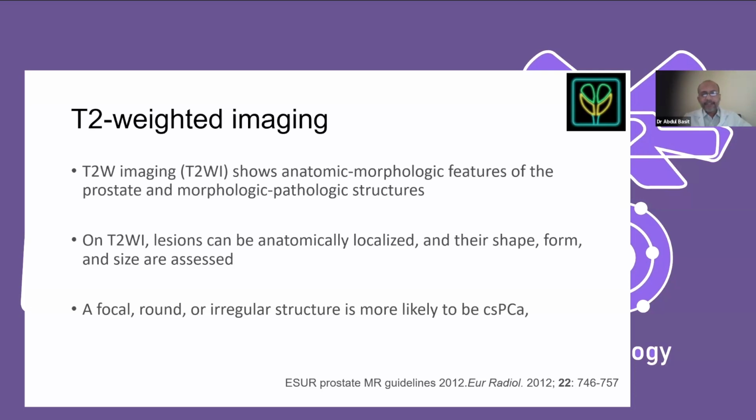So the lesions on T2 can be localized, and their shape can well be decided, whether they are round, irregular, focal, or sometimes wedge-shaped or linear. So this shape characterization can better be done on T2 weighted sequences. And a focal, round, or irregular structure on T2 weighted images is very suspicious to be taken as a clinically significant prostatic cancer lesion.